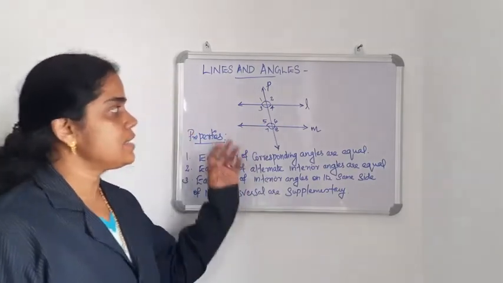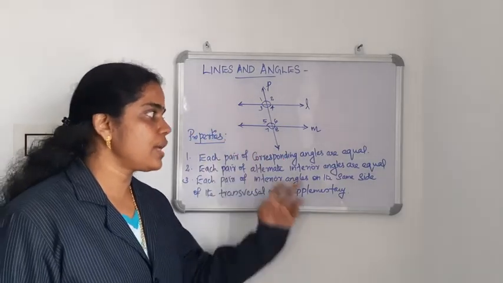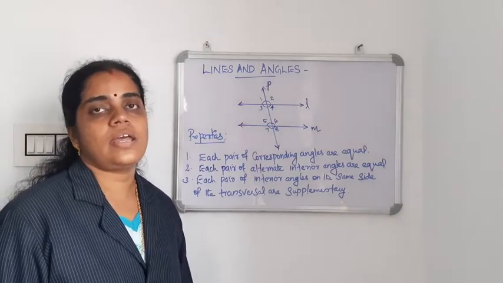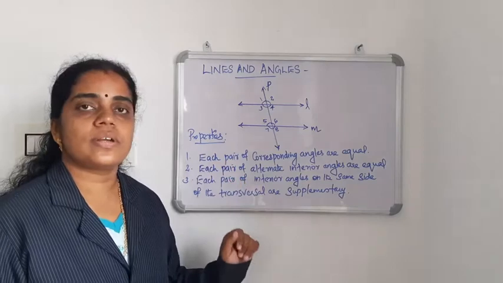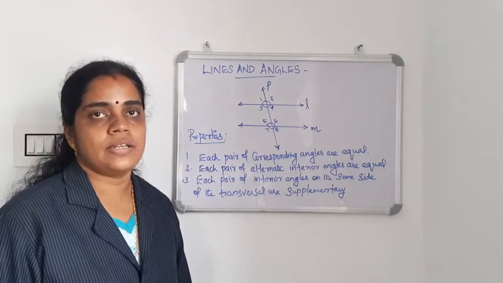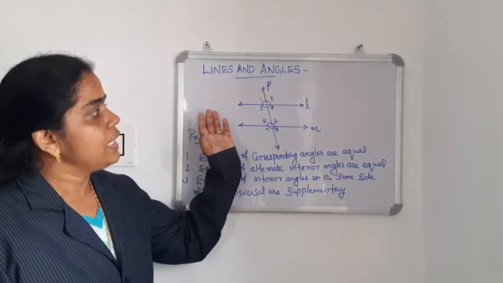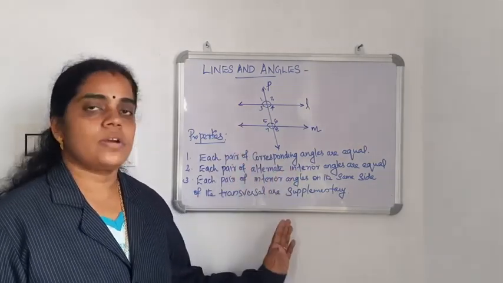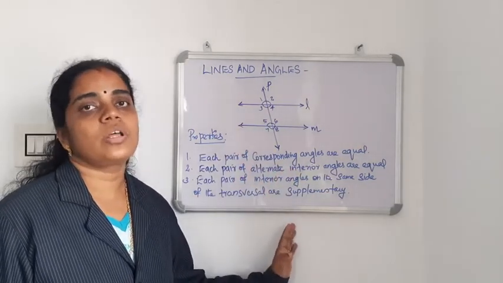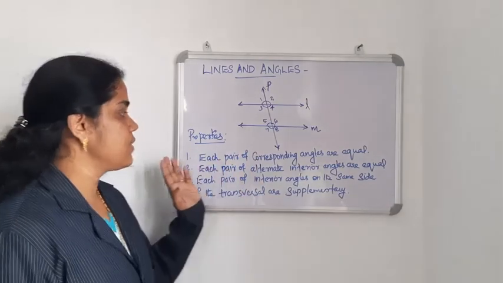Another transversal is here. From the figure itself you can understand that L and M are parallel lines. So this is the case of transversal of two parallel lines. If two parallel lines are cut by a transversal, there are many properties. These are very important properties, so we can discuss them one by one.